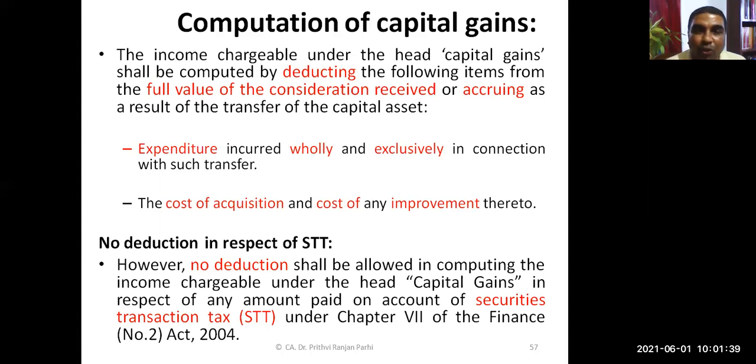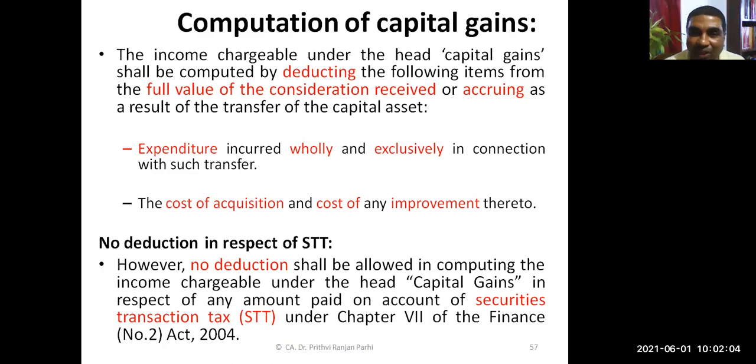Now, that is one thing that will be done. Second thing, cost of acquisition. Let us assume that land you had purchased 5 years ago for 2 lakh rupees. So cost of acquisition is 2 lakh rupees, and that has to be deducted. And cost of improvement. Let us say you have developed that land. You have constructed a boundary wall and done sand filling. So you have spent another 1 lakh. That also has to be deducted.